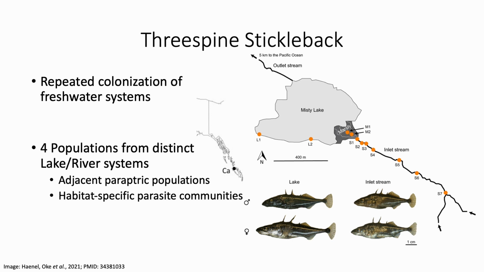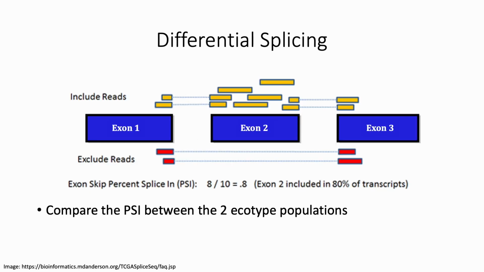In order to study the role alternative splicing has on this divergence, we measure differential splicing. The figure below is showing sequence reads mapped back to a gene. 8 of these reads map back to the second exon, while 2 reads skip it, meaning the second exon has a PSI, or percent spliced in, of 80%. We would then compare this PSI of the lake and river populations, and a change in the PSI greater than 5% would be a significant event.